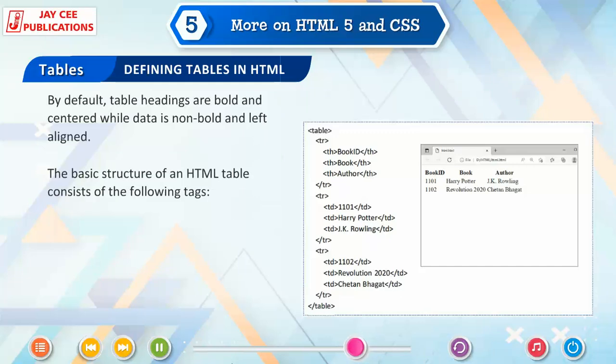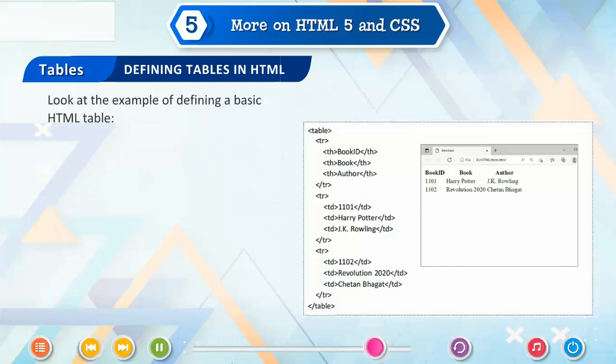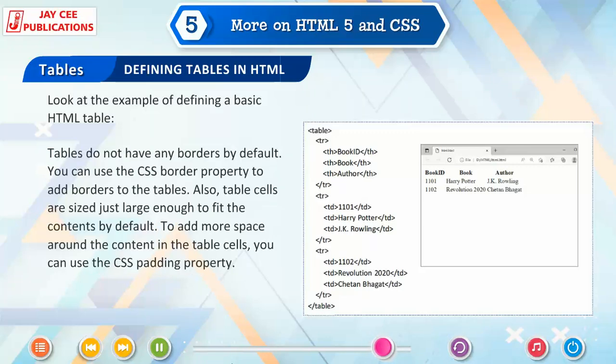The basic structure of an HTML table consists of the following tags: open table tag, open tr tag, open td tag, close td tag, close tr tag, close table tag. Look at the example of defining a basic HTML table. Tables do not have any borders by default. You can use the CSS border property to add borders to the tables. Also, table cells are sized just large enough to fit the contents by default. To add more space around the content in the table cells, you can use the CSS padding property.